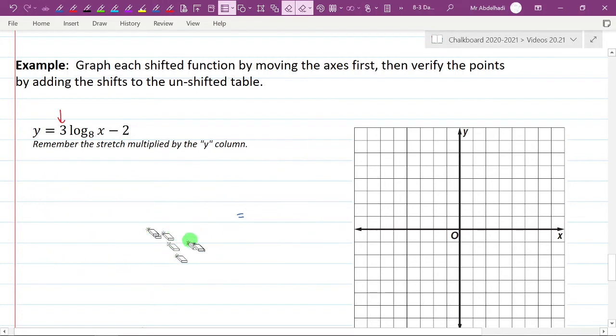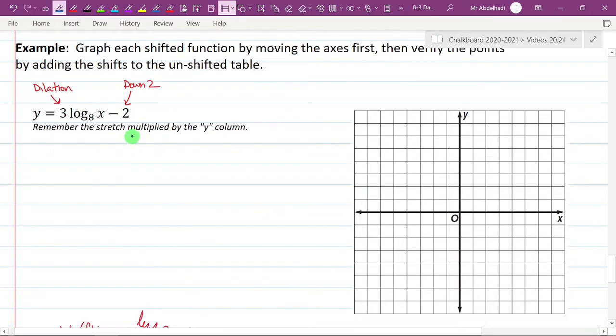All right, so what's happening right here? We have a shift of down 2, and we have a stretch, a dilation of +3. Okay, so let's make our table. Now, when we make our table, we can ignore the vertical shift and the stretch until the end. So let's just make our table here. We're going to put our -1, 0, and 1 just like before. We're going to look for just the base now, okay? Just the base. No trouble. And take it to the -1 power. We get 1/8. 8 to the 0 is 1, and 8 to the 1 is itself, 8.